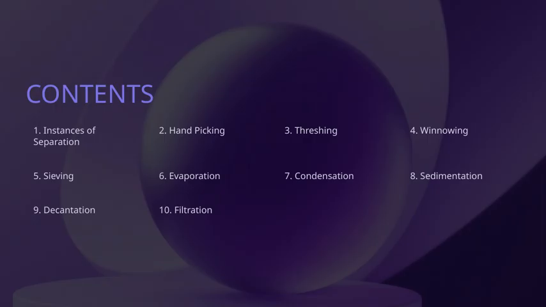Thrashing and winnowing are traditional methods used in agriculture to separate grains from chaff or husks. Decantation and sedimentation involve letting heavier particles settle out of a liquid, making it easier to pour off the clearer liquid. Evaporation and condensation are physical processes that help in separating components based on their boiling points. Evaporation turns a liquid into vapor, while condensation cools vapor back into liquid. Filtration is another key method, especially for removing solid impurities from liquids or gases.